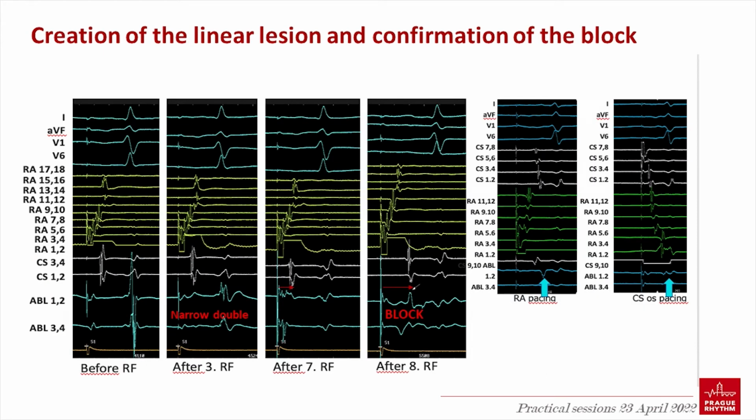Here is another example of ablation of the isthmus. We can observe a narrow, double, or narrow split of the electrogram in the ablation catheter after a few lesions. And finally, a wide split after achievement of the block.